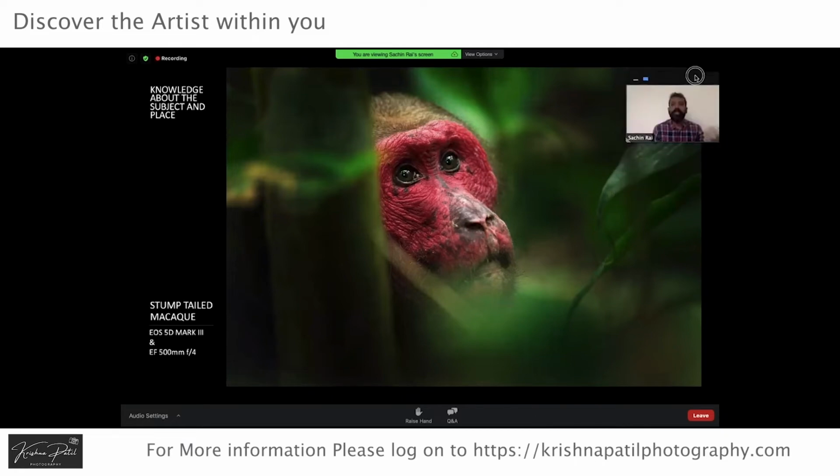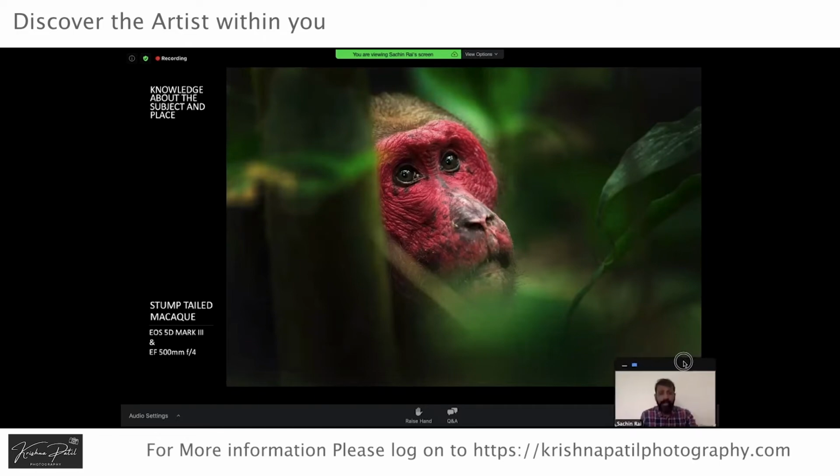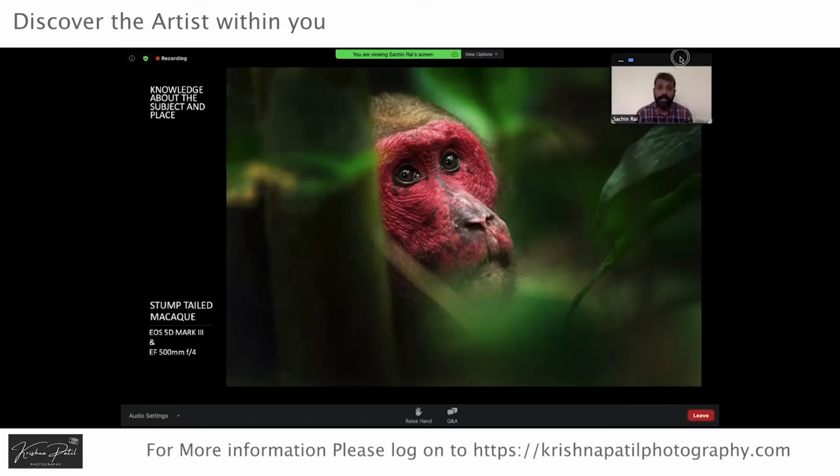And at the bottom left, I've written the animal name or the bird name or the subject's name and the equipment I have used to take this picture. Yeah? So just for quick reference, you have that handy. So, knowledge about the subject and place.